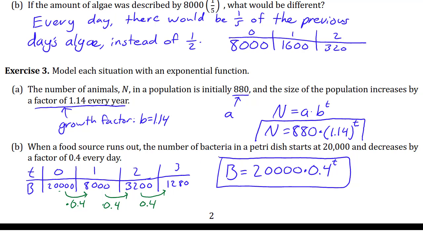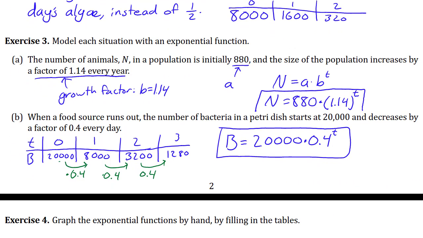And it doesn't matter what you call the b and the t, any variable you want to use means the same thing. So you can call it y equals 20,000 times 0.4 to the power x, or whatever you want. And the parentheses here are kind of optional too. They're just sort of emphasizing that you're talking about multiplication here. If you just want to write it with the dot, that's okay too.